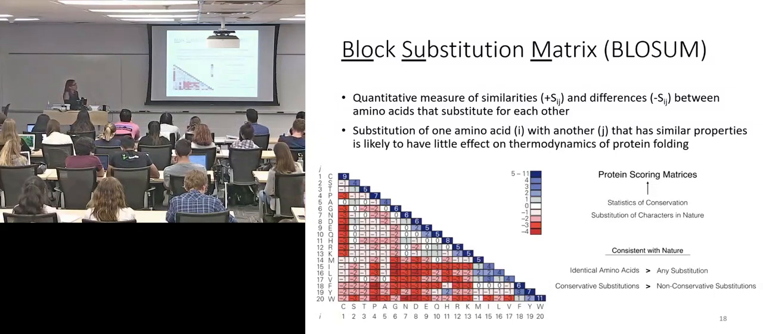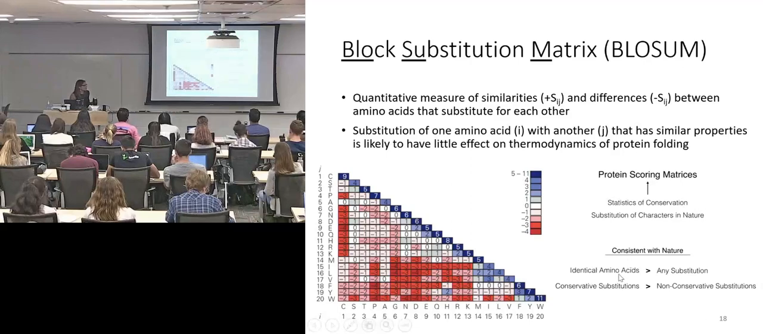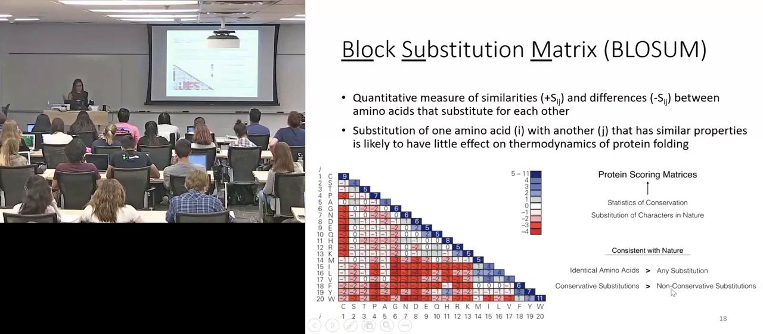The substitution of one amino acid with another that has similar properties probably means it won't have an effect on protein folding. So that's why we want to look at these things and see how over time, even though something substituted a lot for something else, we're still getting the folding and the function we expect. When you look at these scores, keep in mind that an identical amino acid will always have a higher number than any substitution. And a conservative substitution, something with similar properties, will always have a higher score than a non-conservative substitution, two things that have very different properties.